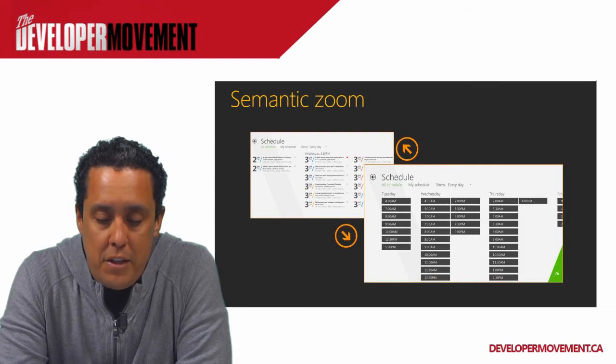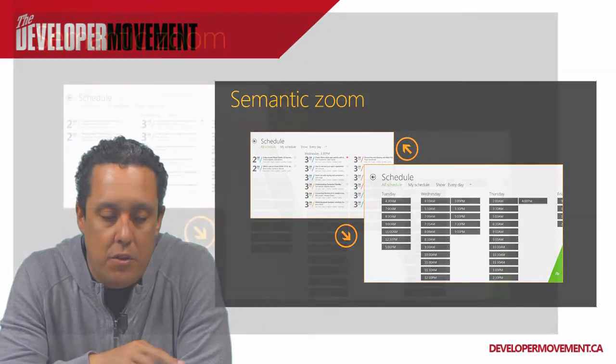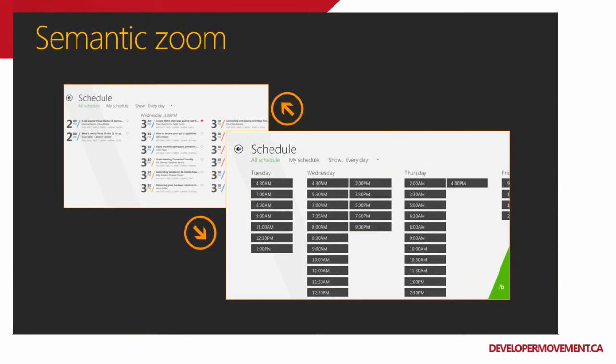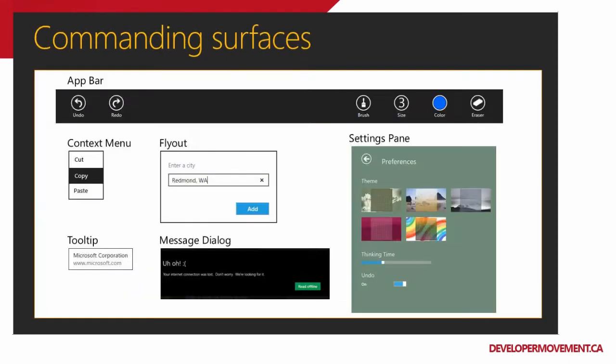Semantic zoom. Semantic zoom allows you to group items. So it's a great way to use pinch to zoom of a list. If you want to group items, for example, in this one, the zoomed in mode is showing all the event details, and zoomed out is showing it by day and what times are available. So you definitely want to leverage semantic zoom if you have a lot of data within your list. And it's just a nice way to group your data for your application and for your users to navigate around.